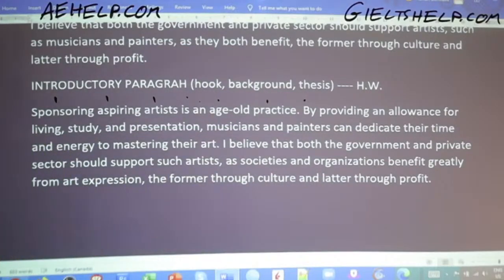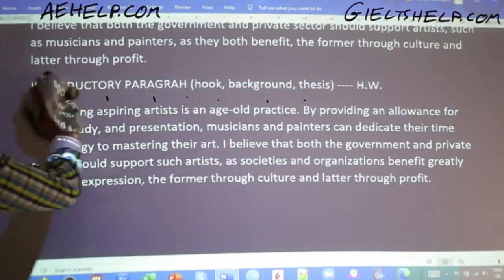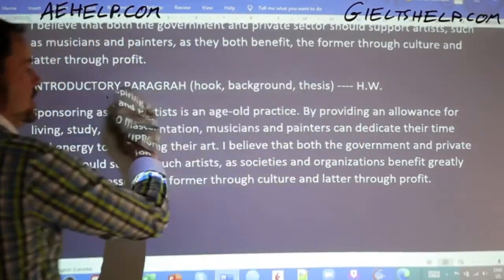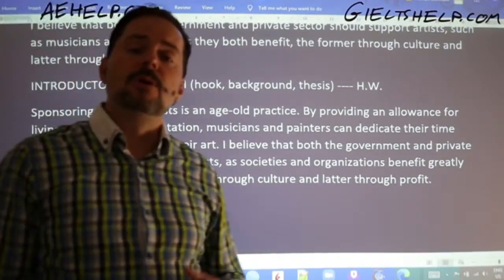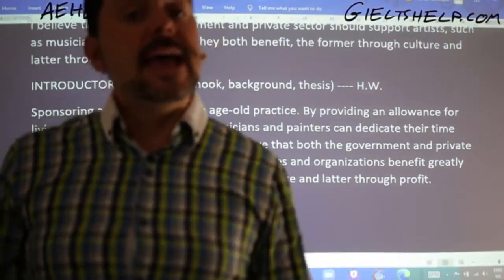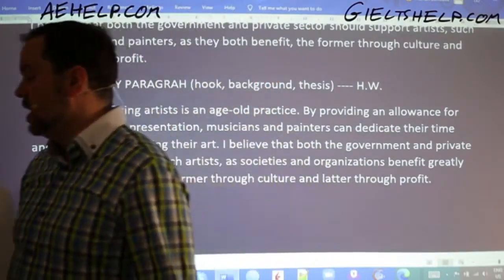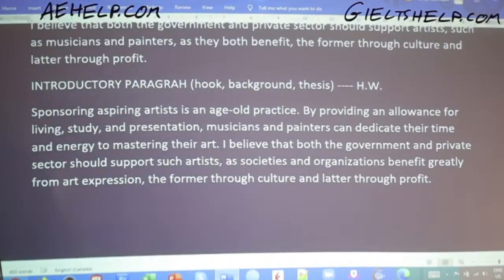All right, so that's my introductory paragraph, and we're going to use this to now create the rest of the essay. Body paragraph one, body paragraph two, and the conclusion. Let's take a look at what some of our members have done.